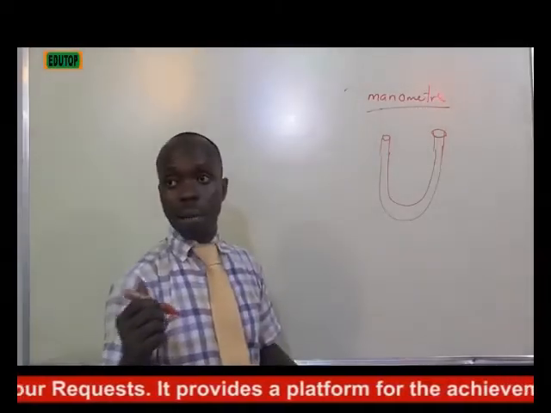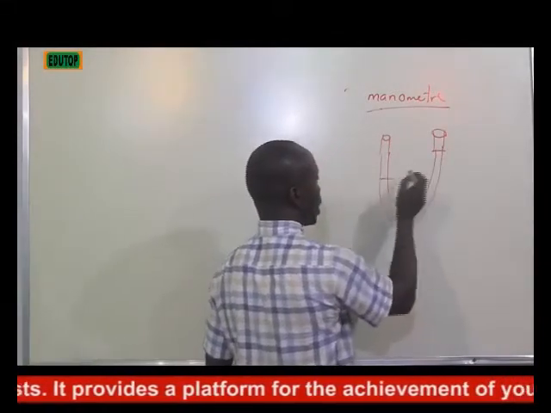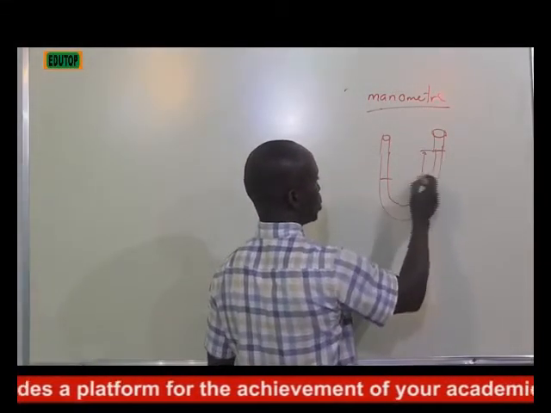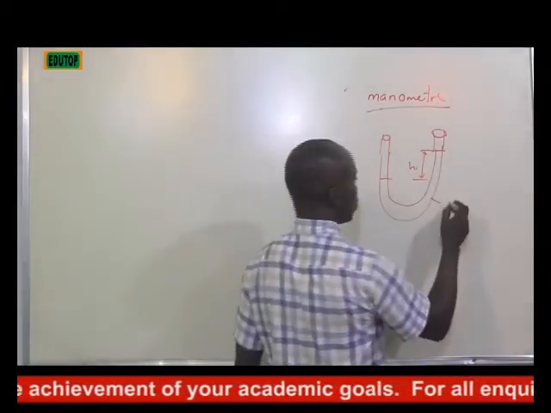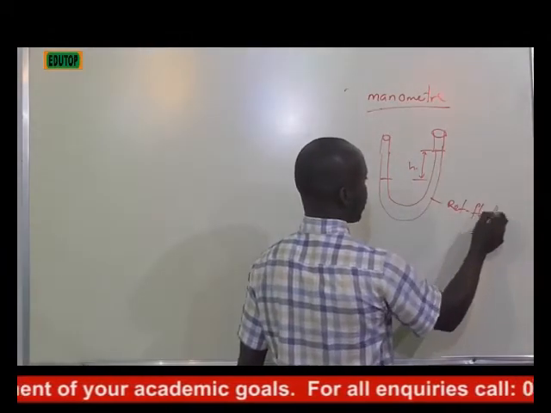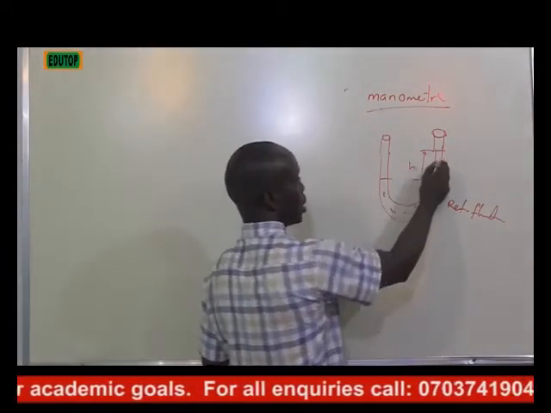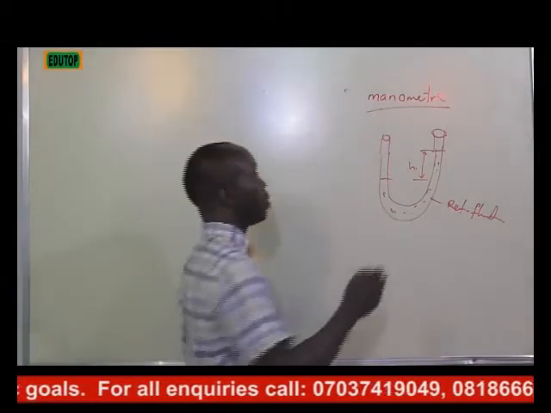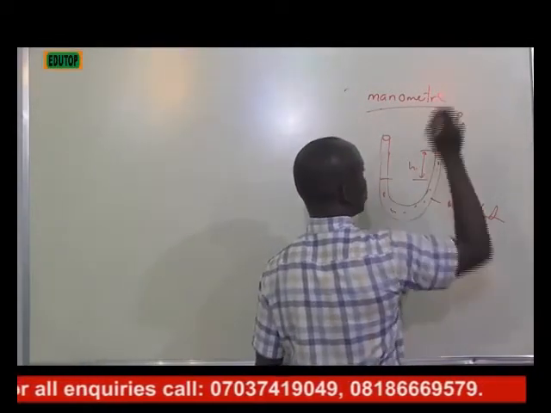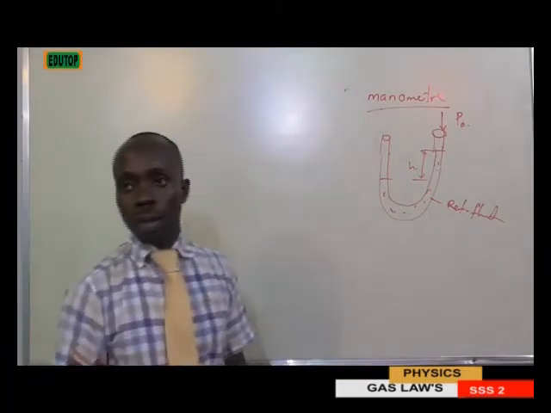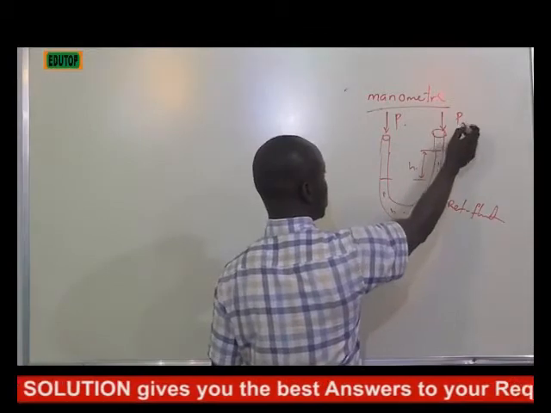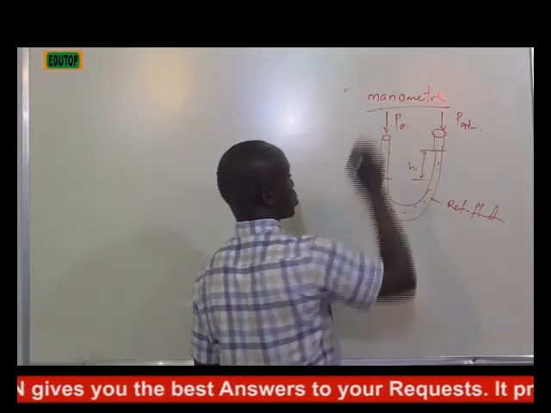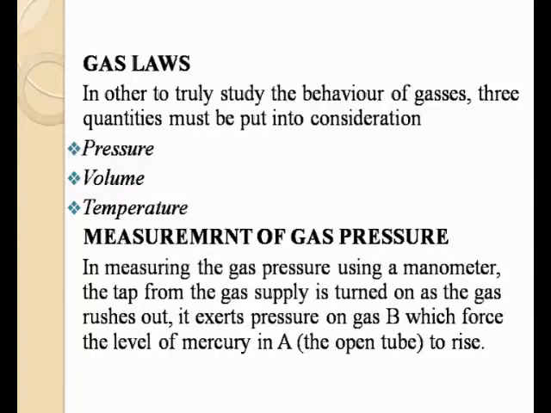Based on the diagram, we have something like this. There is a height difference here, that's h. From here we have what we call the reference fluid, which is located inside here. Up here is the atmospheric pressure, that's your P naught. Then here we have an unknown pressure. From there, we'll be able to proceed.